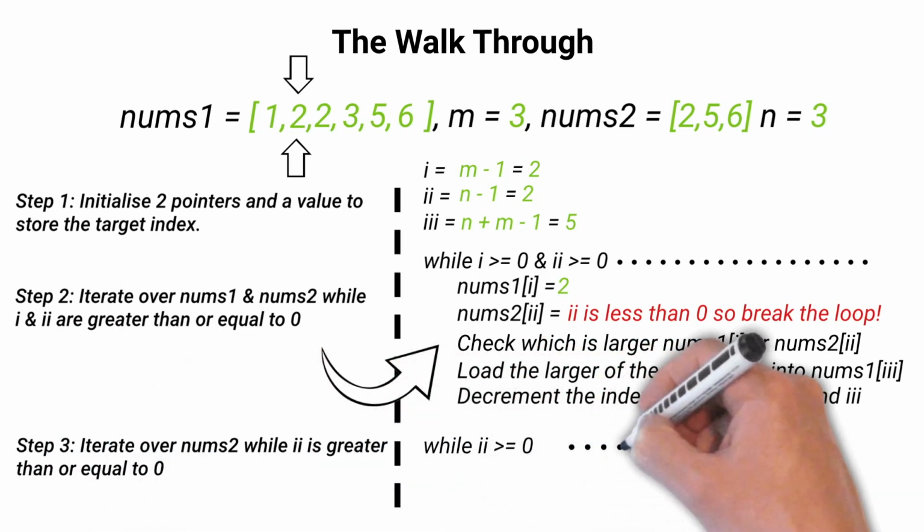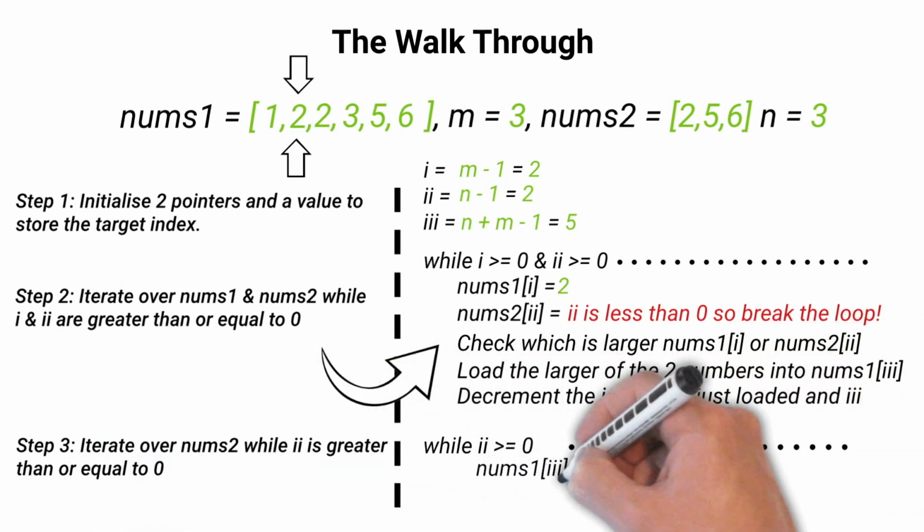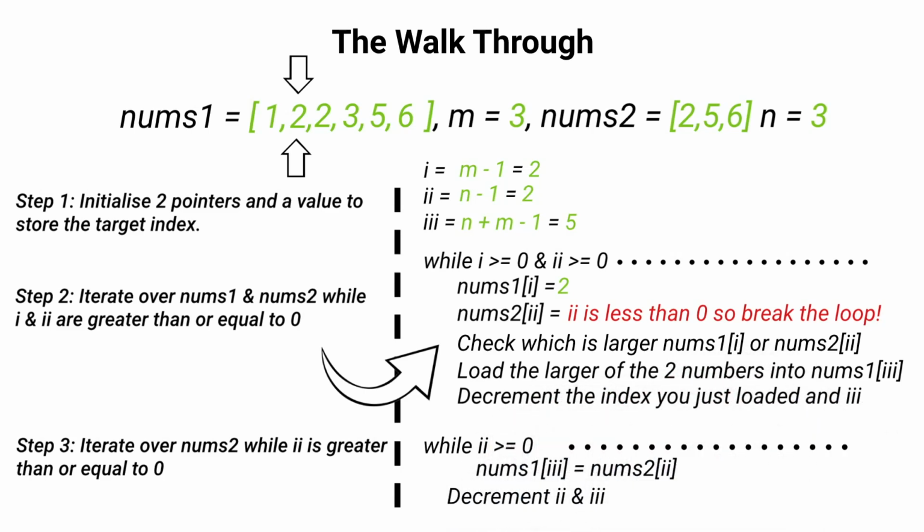And then step 3, iterate over nums2 while ii is greater than or equal to 0. And set nums1[iii] equal to nums2[ii], and then decrement ii and iii. This will ensure that you process all numbers in nums2.